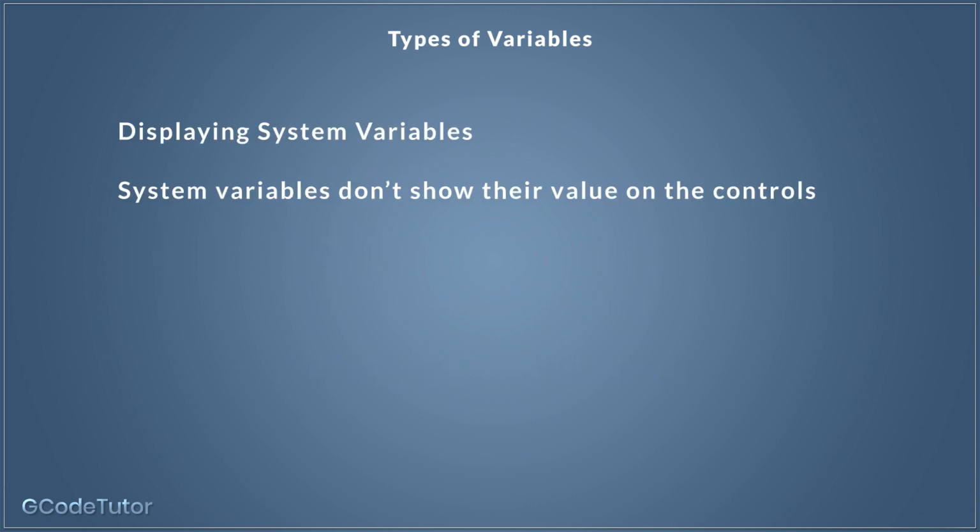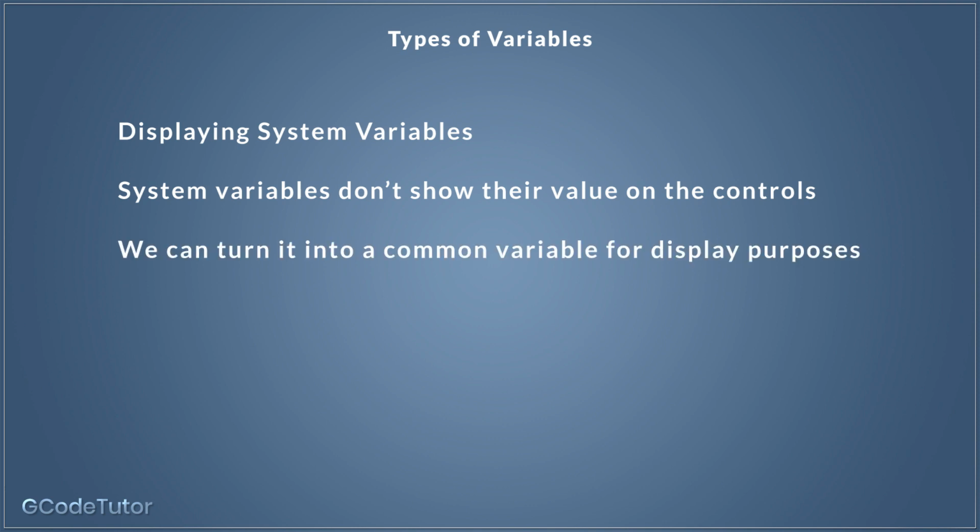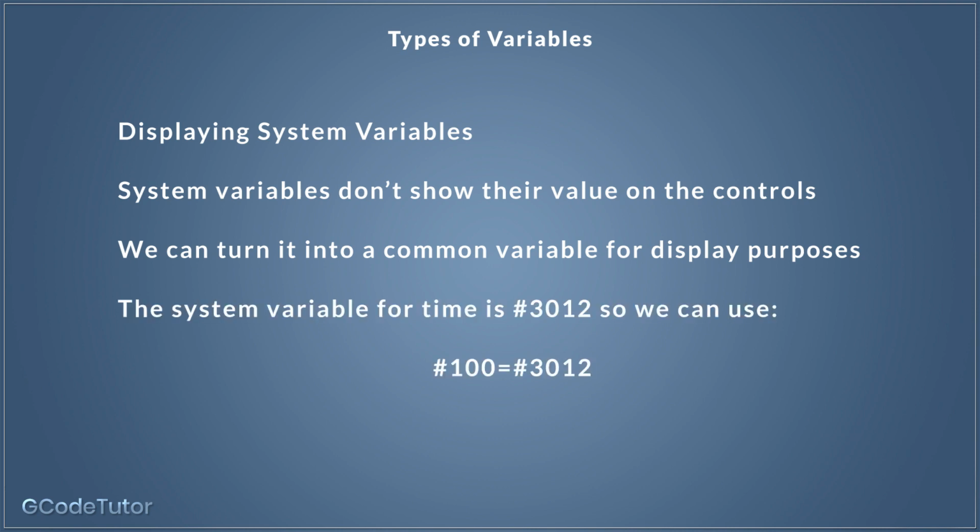Now one thing to note with system variables is that they don't show their value on the controls. We can't recall this information and see it visually. Now seeing things visually is an important part of seeing things, so we can get around this by turning it into a common variable just so we can see it on the display. Now for an example of this, let's take our common variable for the time, which is #3012. So we can say #100 equals #3012. Now this would put the value of our time into the variable of #100, so we can display it and read it on the screens of the machine.